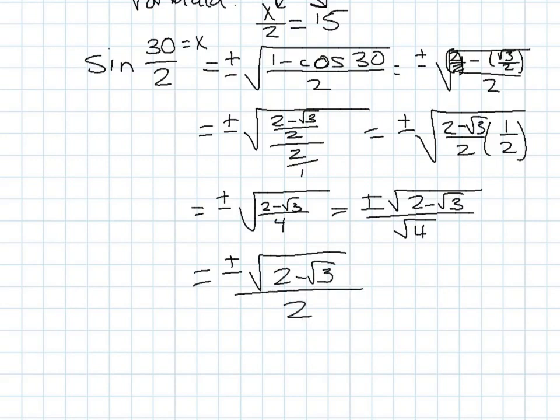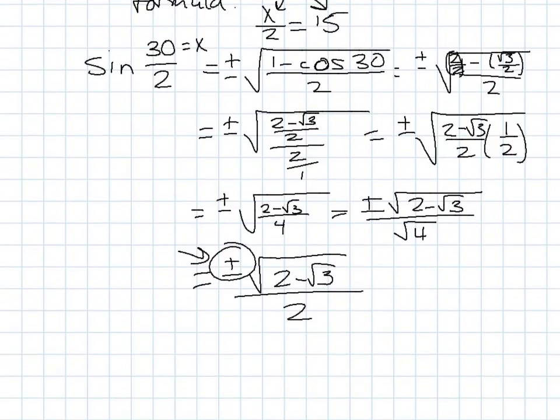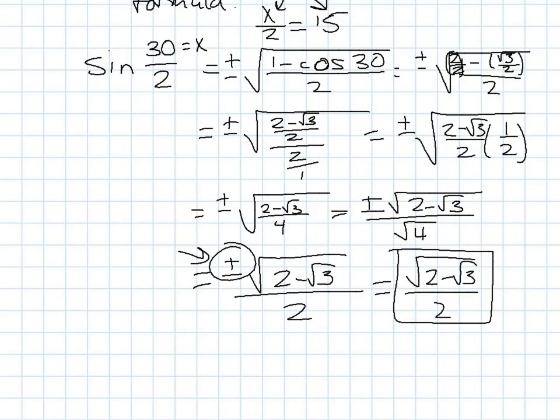Now, the last bit is to worry about this plus or minus. Okay, so which one is this? So I look back at sine of 15, and I think, okay, where's that in the unit circle? Sine of 15 is in the first quadrant, and first quadrant is positive for sine, so that must mean that my ratio is going to be positive: square root of 2 minus square root of 3 over 2. So I can drop the negative at that point.